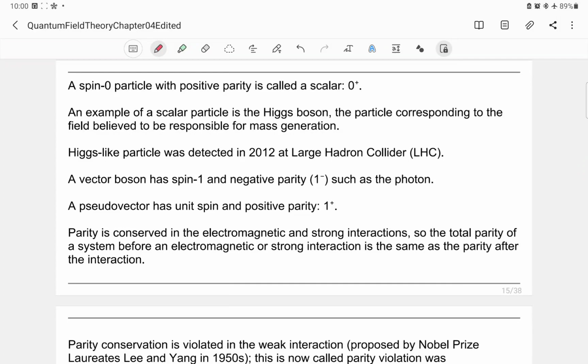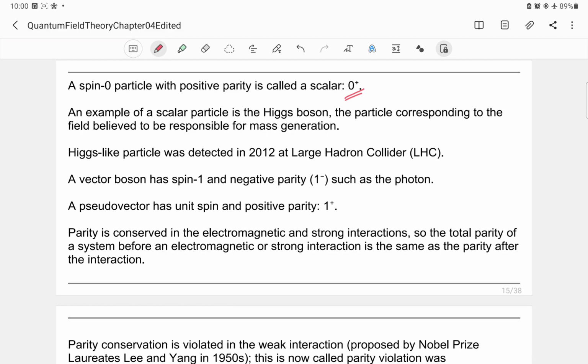A spin 0 particle with positive parity is called a scalar, and it is labeled this way: spin 0, parity positive 1. An example of a scalar particle is the Higgs Boson, the particle corresponding to the field believed to be responsible for the mass generation of the gauge bosons. A Higgs-like particle was detected in 2012 at the Large Hadron Collider.